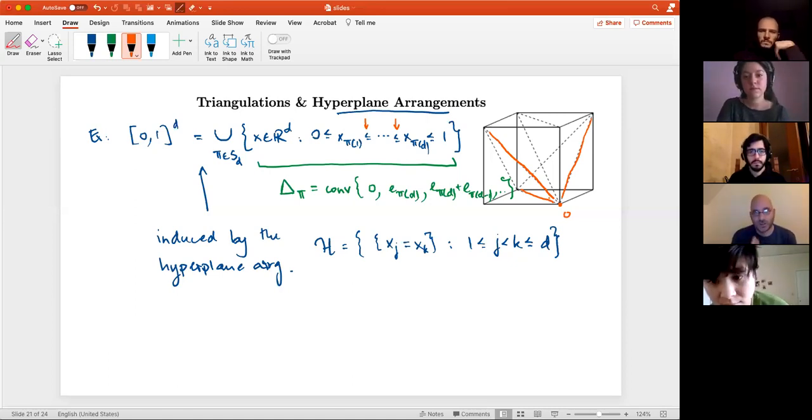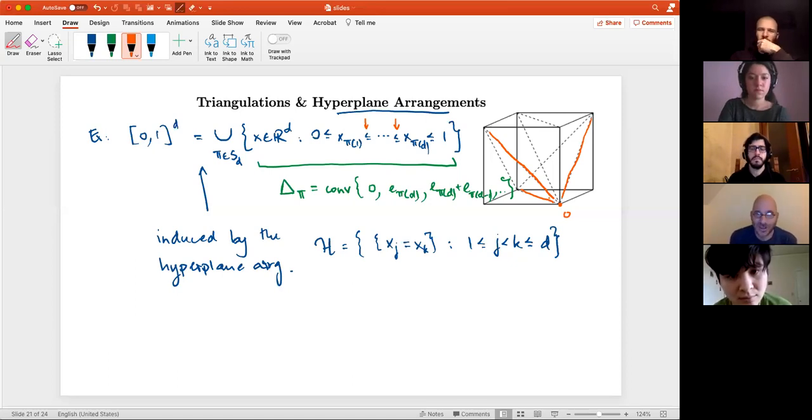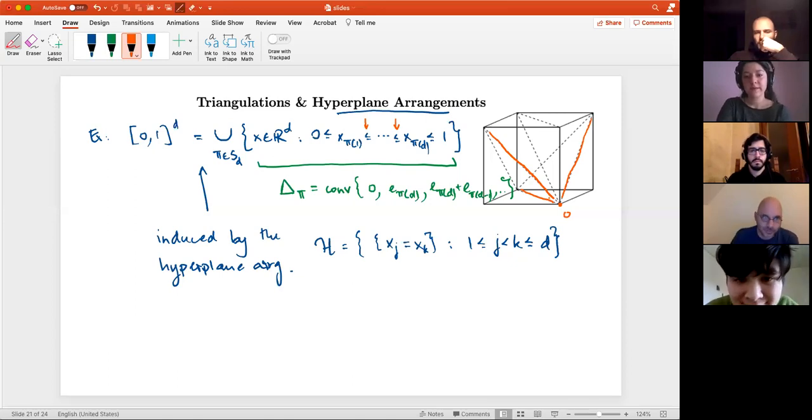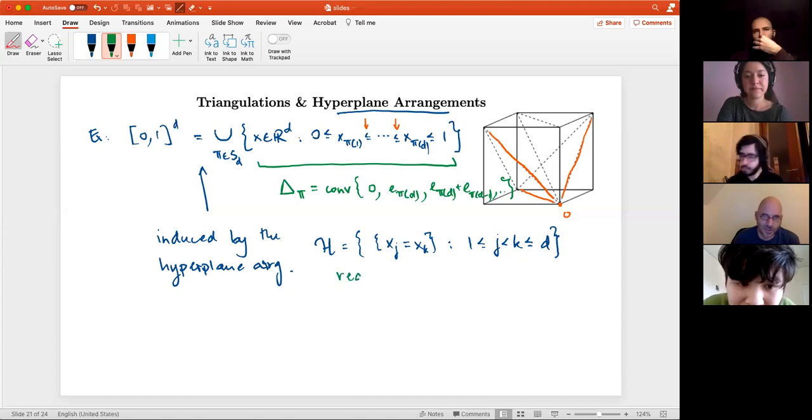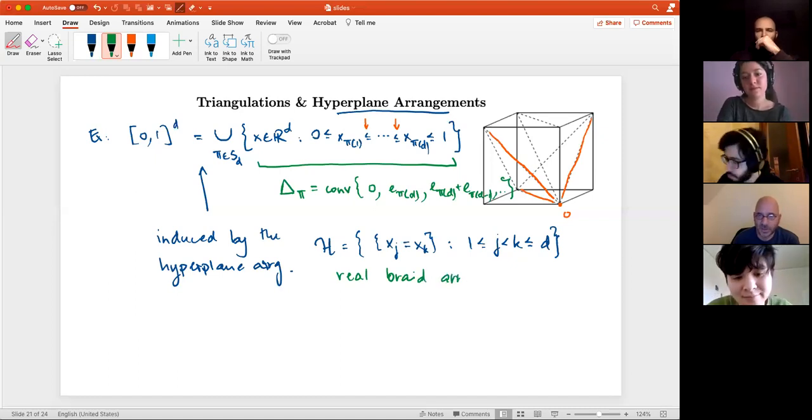Not every triangulation looks like this, right? Not every triangulation is induced by some hyperplane arrangement. And if I take a polytope and start cutting by hyperplanes, I might not get a triangulation. But sometimes, like in this case, the two match. I know many of you know that this thing has a name. Yes, this is called the real braid arrangement. This is maybe in general dimension the first hyperplane arrangement that anybody studies, or maybe the second.